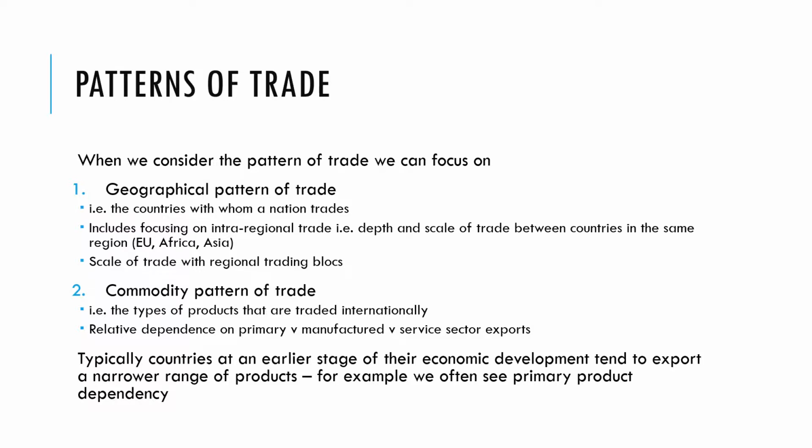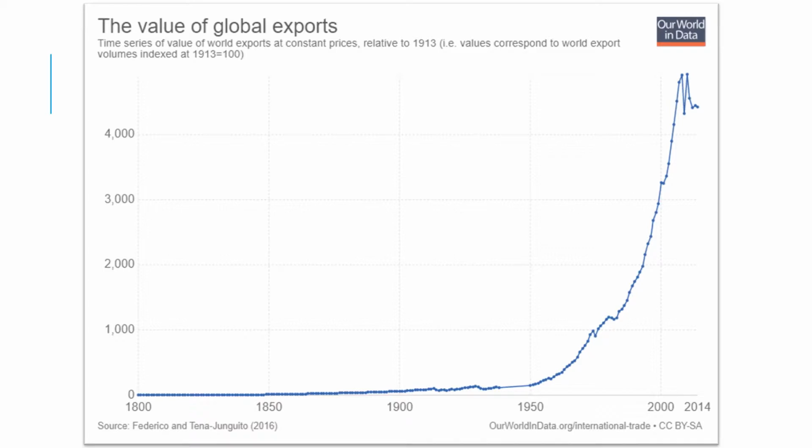Typically, countries at an earlier stage of their economic development tend to export a narrow range of products, and they often tend to focus more on primary sector products like commodities, and we call that often primary product dependency. So this is why trade has become so important.